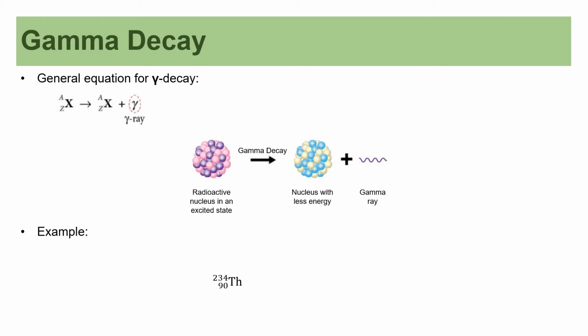When an unstable nucleus like thorium-234 undergoes gamma decay, it emits gamma ray to form thorium-234 again. Why is that so? Because gamma radiation is pure energy, so it doesn't change anything. That is why thorium-234 is maintained even after gamma decay process.